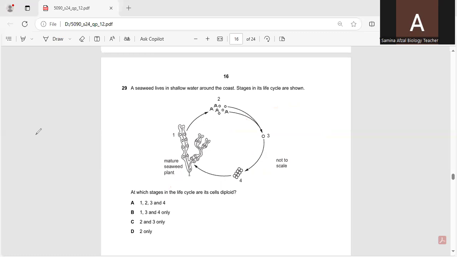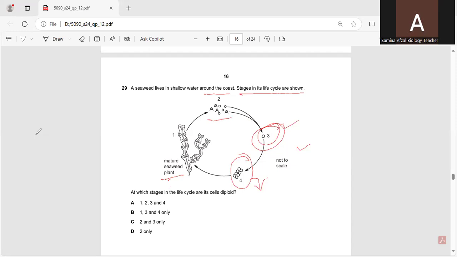Seaweed lives in shallow water found around the coast. Stages in the life cycle are shown. Mature seaweed plants will reproduce and there will be the formation of gametes, and then stage 3 and then stage 4. Here will be the fusion of the gametes, and then there will be the formation of the zygote. After formation of the zygote, the new cells will be formed.